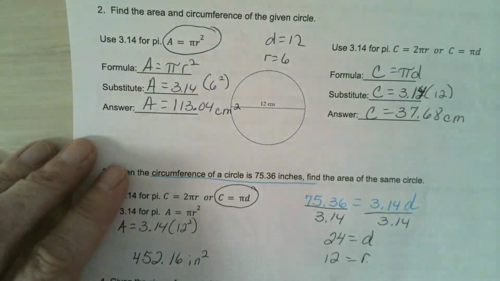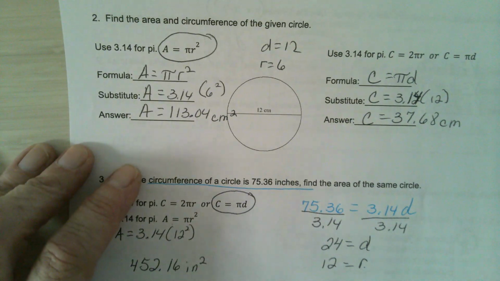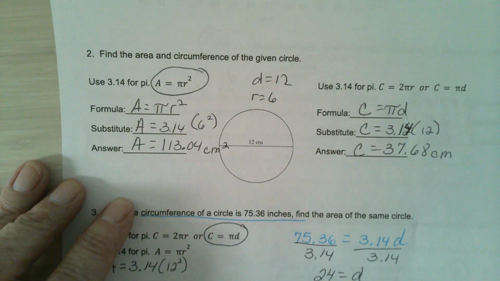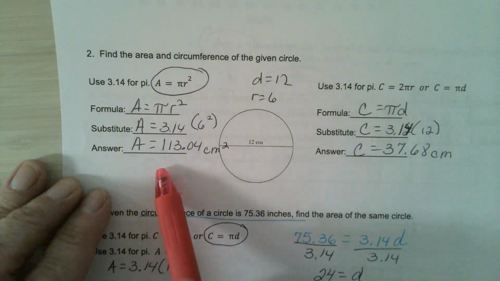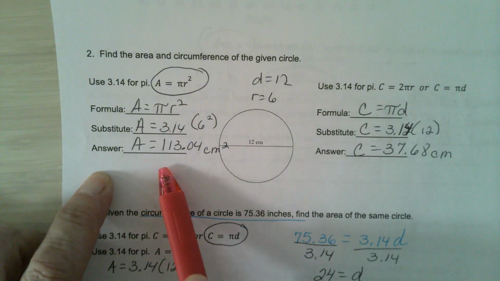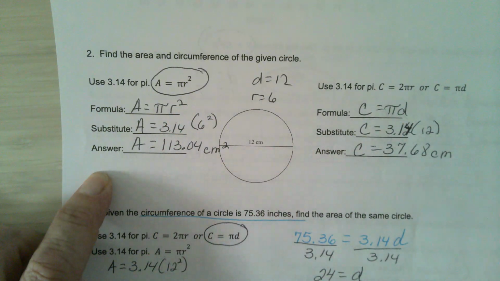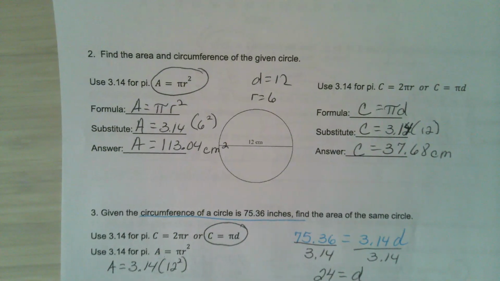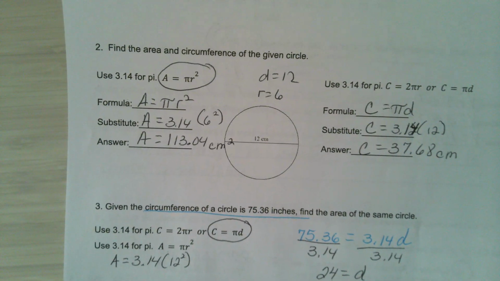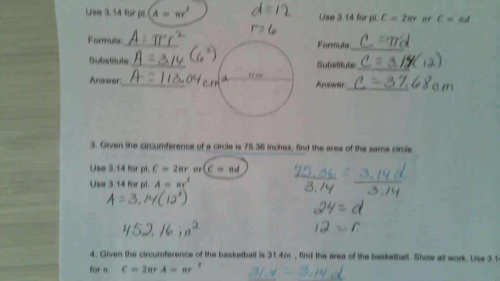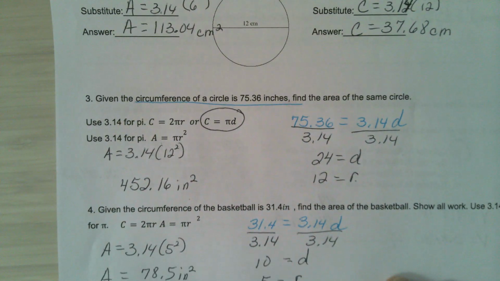The next problem, finding the area and circumference of a given circle. Here, again, we are finding the area and the circumference. Yes, I know, I said we're just quickly reviewing if there are any questions. So if you have any questions, we can cover it now before you do the second study guide. All right, number 3. Quickly, it says, given the circumference of a circle.